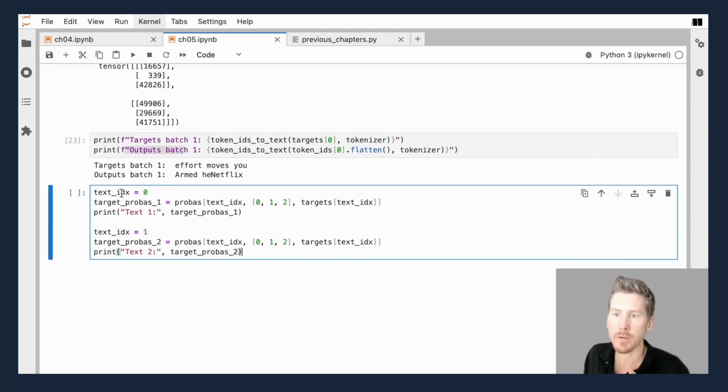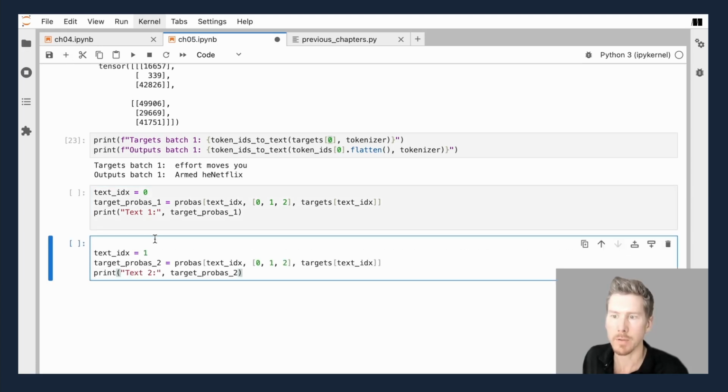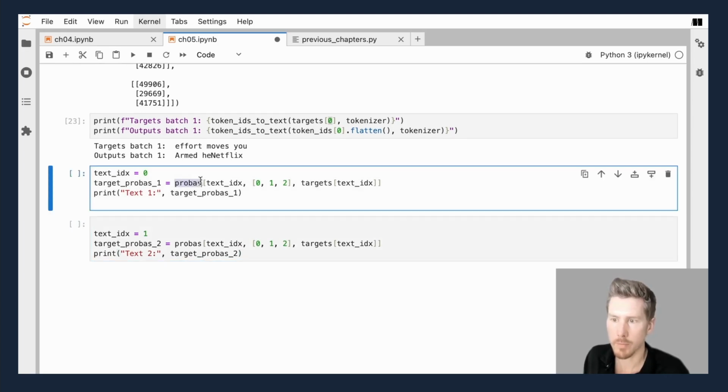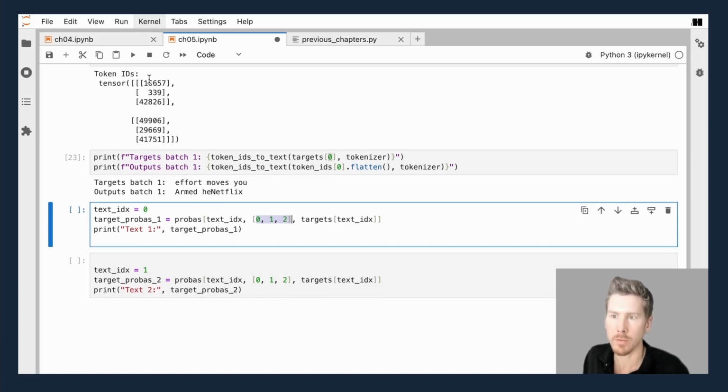Next, here I'm just focusing on the first example, similar to here, just assigning it 0. Why? Just to keep it simple, so that we don't mix them up. So let's just blend this out for now. We can focus on this later. And so what I'm looking at here is the probabilities for the first example. And then I'm looking at these 3 tokens. So we have 3 tokens in the input, 0, 1, 2. And similarly, I look up the corresponding targets for that one.